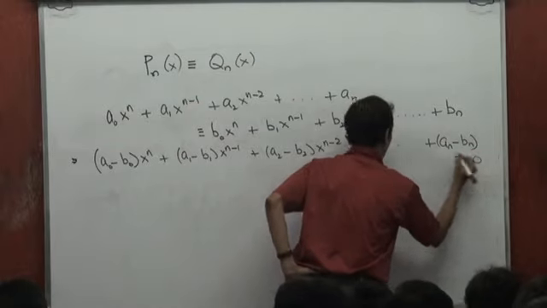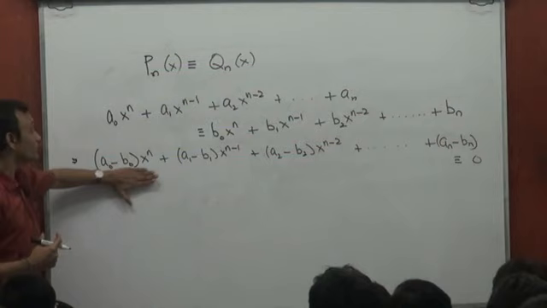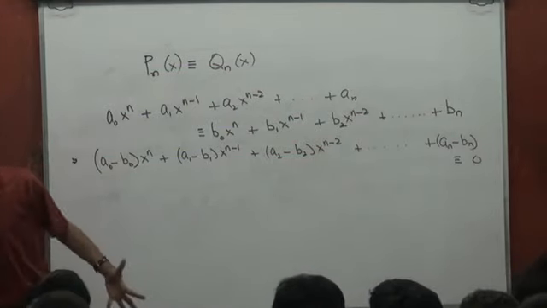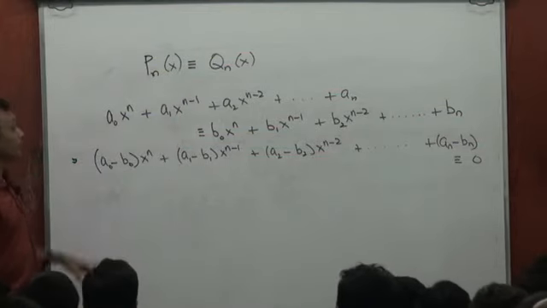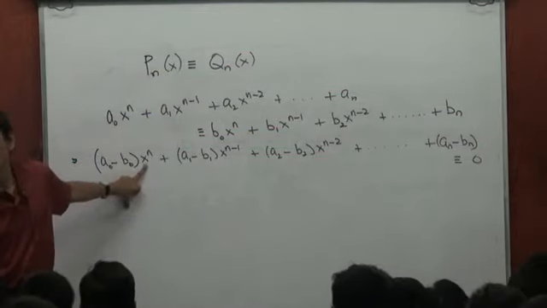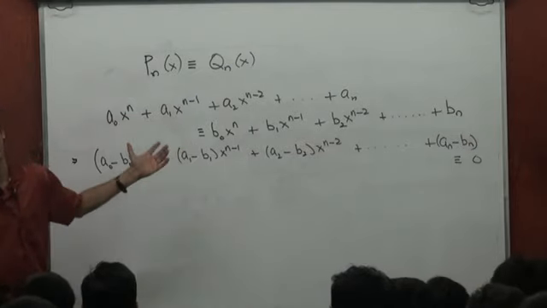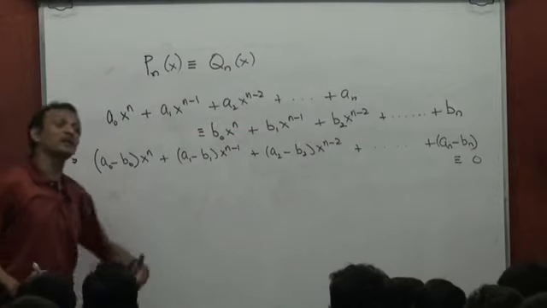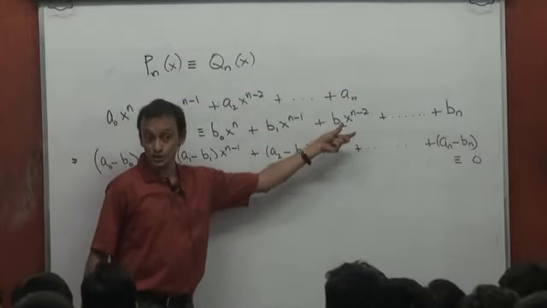Will be identically equal to 0 for all values of x. That means this becomes 0 for all values of x. That means this is an identity. Now, this polynomial of degree n in x, if it becomes 0 for all values of x, means it's becoming 0 for more than n values of x. That can happen if all the coefficients are identically 0.